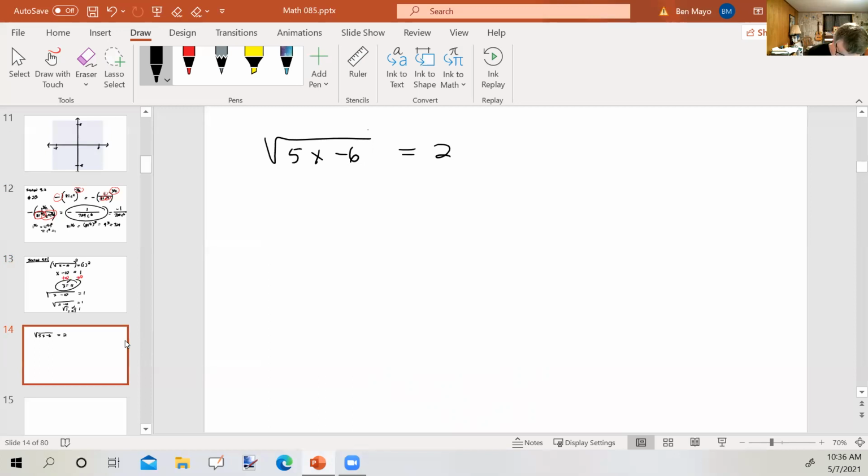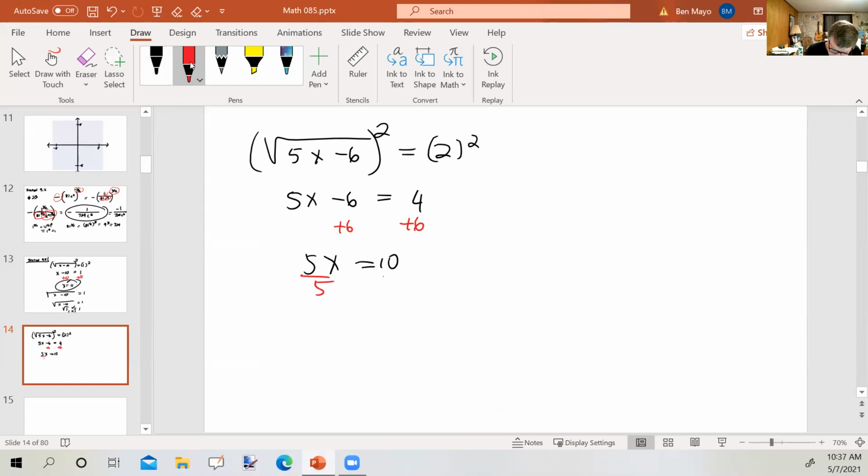So then at this point, we're going to square both sides. On the left side, we get 5x minus 6, and on the right side, we get 2 squared, which is 4. So now going on and solving for x, we're going to add 6 to both sides of the equation. 5x equals 10. Divide both sides by 5. x equals 2. Let's check our work.